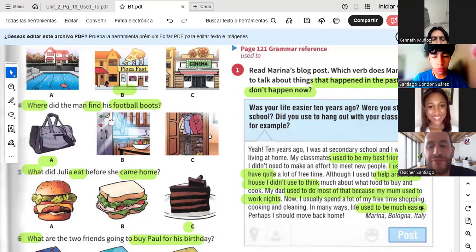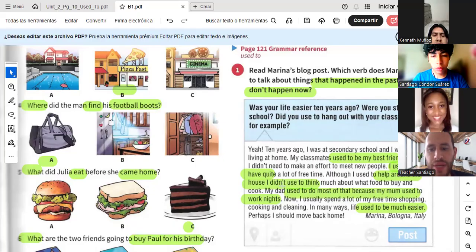Okay, thank you, Kenneth. Well done. Guys, I highlighted the expression used to. So, my classmates used to be my best friends. Mis compañeros de clase solían ser mis mejores amigos. I used to have quite a lot of free time. Solía tener mucho tiempo libre. It means now she doesn't. Ahora no. Nada de eso funciona igual ahora.